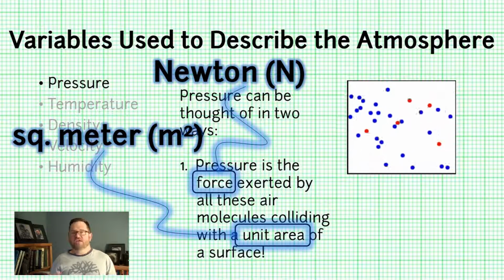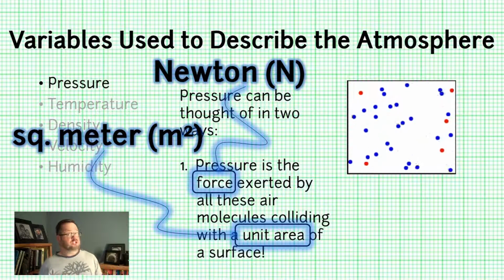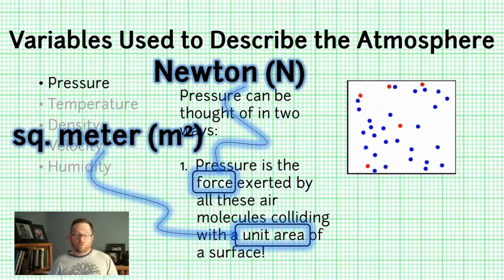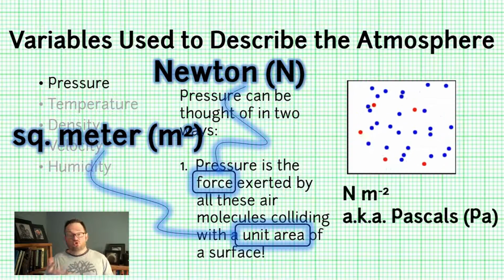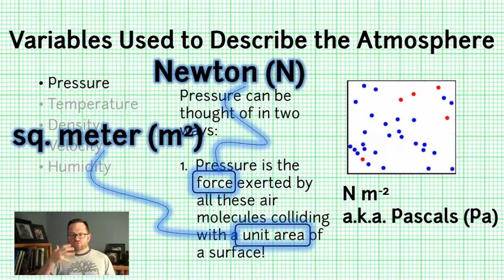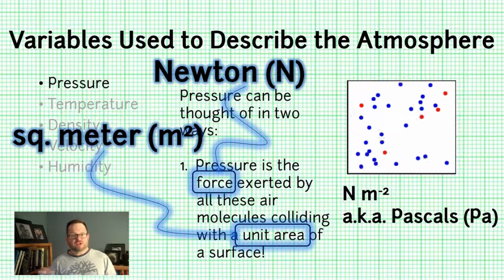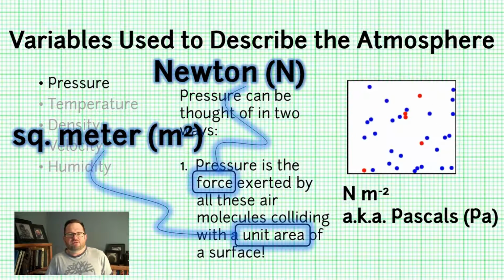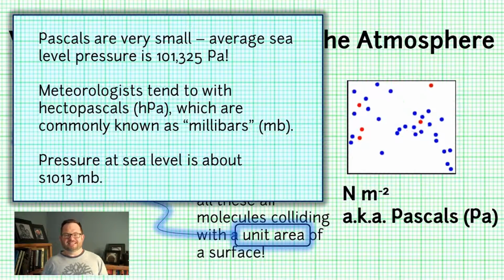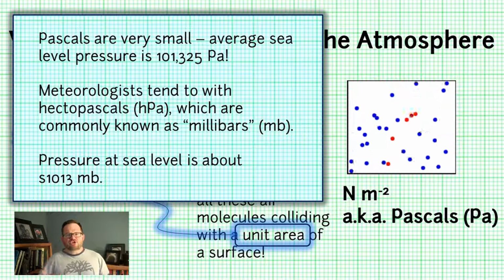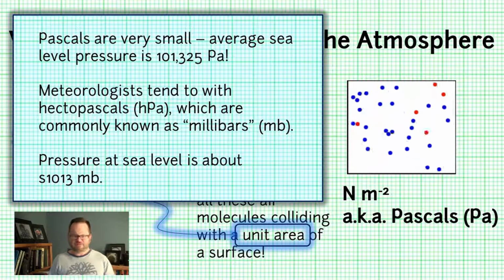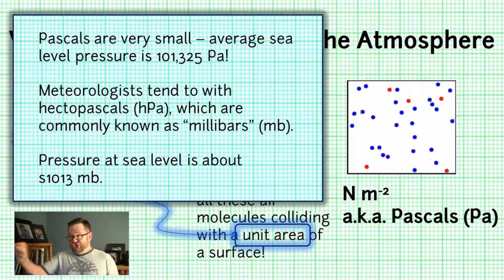It's the force. Well, the metric unit of force is the Newton, and as those molecules hit a unit area, the square meter, the units of pressure should be newtons per square meter. In the metric system, there is a term that we use for a Newton per square meter, called a Pascal. You may not be familiar with that term, but a Pascal is a unit of pressure. It's abbreviated Pa, and as it happens, Pascals are really, really small. The pressure at the Earth's surface is about 100,000, it's 101,325 Pascals on average. That is a big number. Meteorologists don't want to be writing these giant numbers on their weather maps.